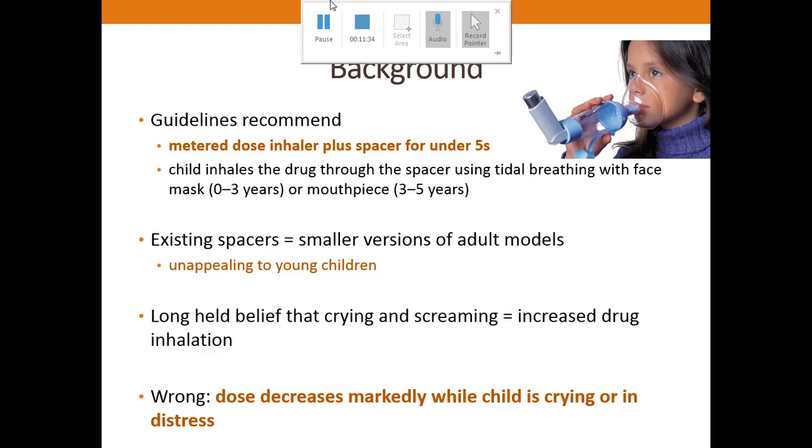So there are different size spacers. They look fairly similar, and obviously some adults, depending on their condition, may still have to use a spacer, and they have a larger one, but the child ones are just smaller. Now you can see that they're just these big contraptions. Children find them quite unappealing.